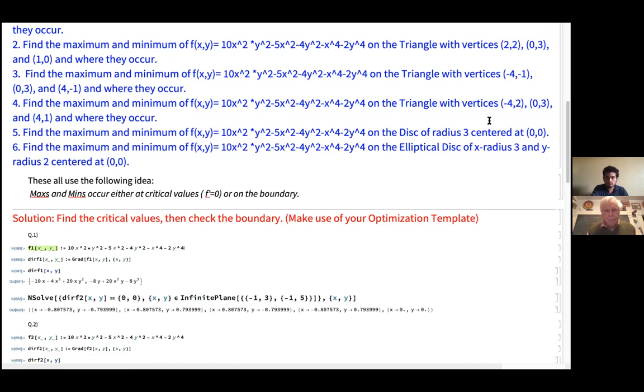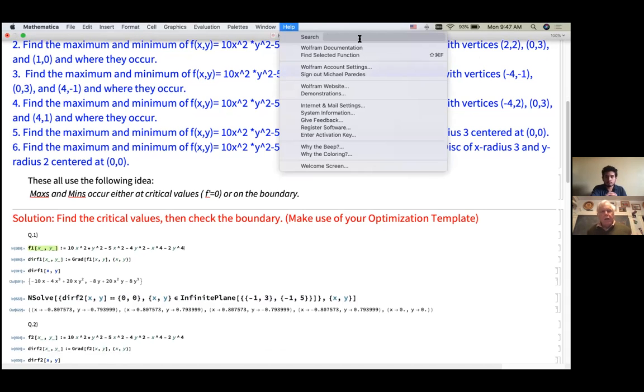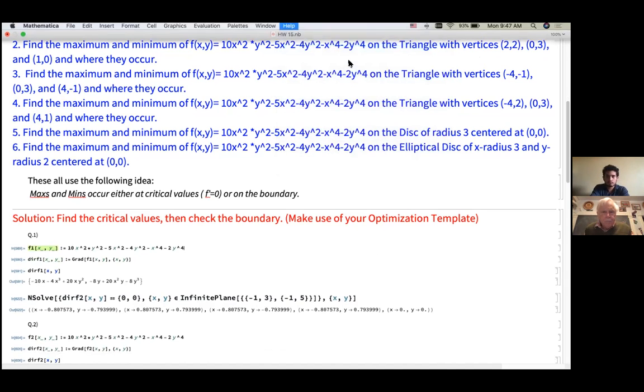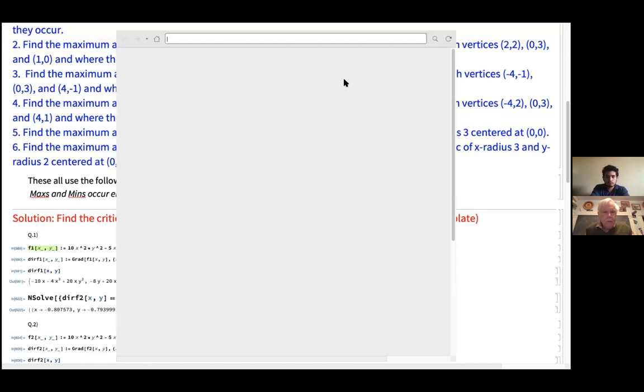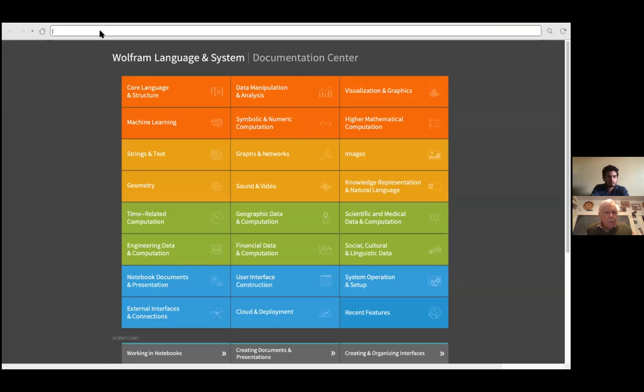So in your Mathematica, look under Help. It's in a pull-down menu on the top. And go under Wolfram Documentation and put in the word rectangle.